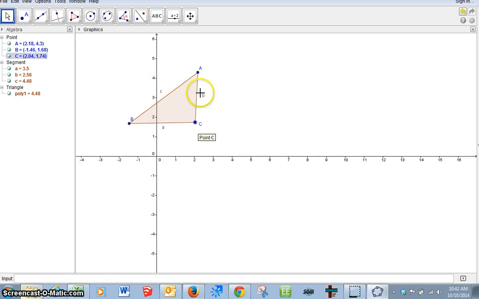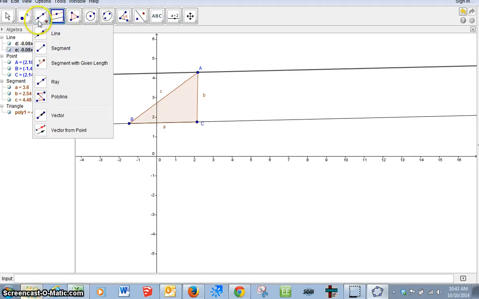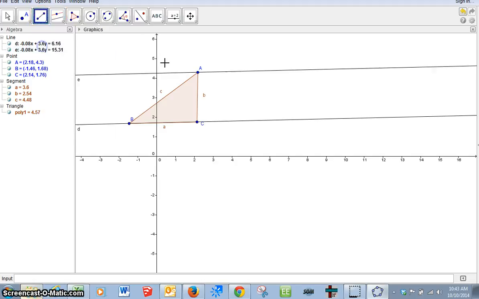So I'm going to construct squares on the sides of this triangle, and we're going to do a little more exploration with the Pythagorean theorem. So I've just created a line through BC and then created a line parallel to it here at vertex A, and I'm going to create a segment on AC that I can rotate 90 degrees clockwise.